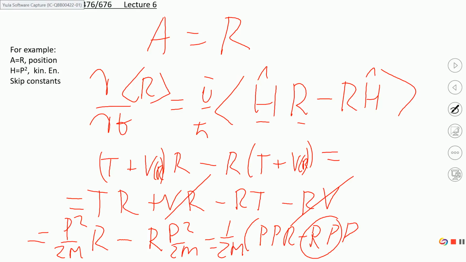So if A is position, then this Heisenberg equation of motion: d/dt of R is HR minus RH. And H is kinetic plus potential, right? R with kinetic plus potential. The potential energy.